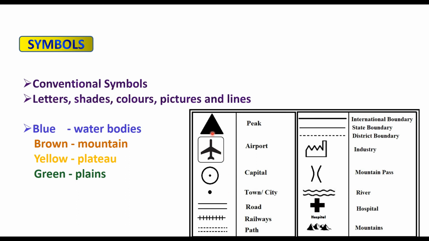You can see some of the symbols here. Colors are also used to denote some geographical features, like blue color denotes water bodies, brown color denotes mountains, yellow color denotes plateau, and green color denotes plains. So symbols are very important components of maps.